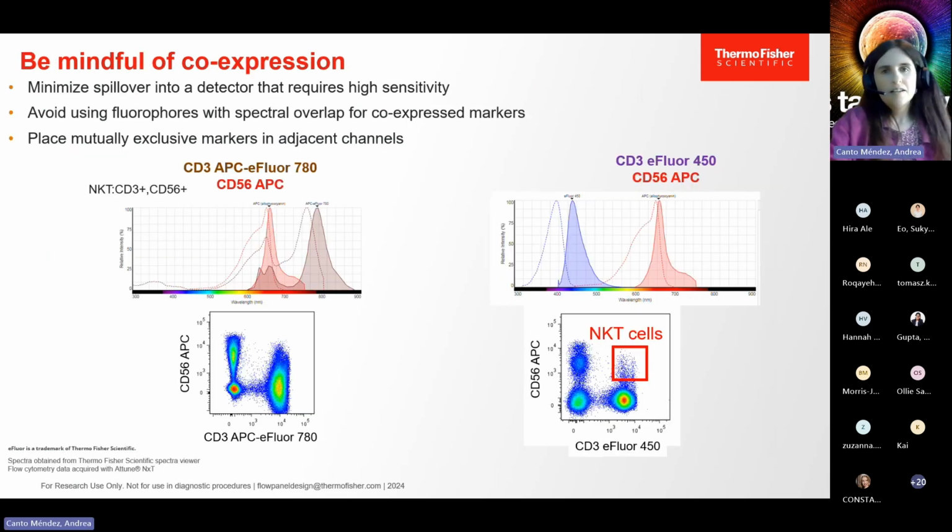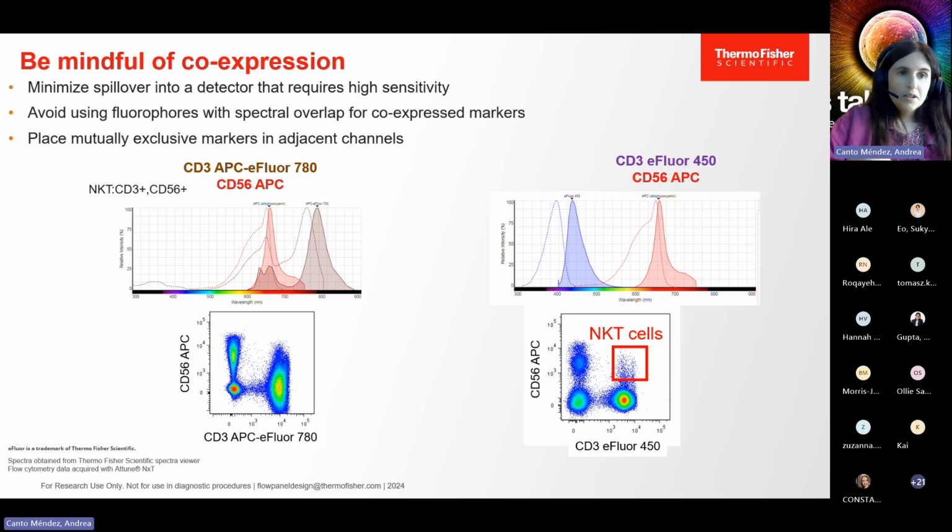Then the last topic that we are going to cover today is co-expression. We always need to understand very well the biology of our system and be mindful of co-expression when assigning fluorophores. First of all, we need to minimize the spillover into the detector that is of most interest for us or that is assigned to a very low expressed antigen.